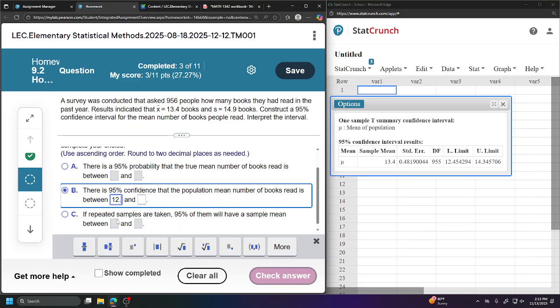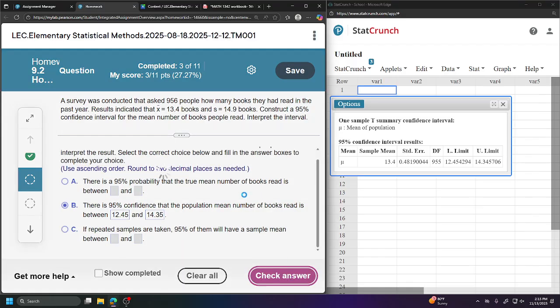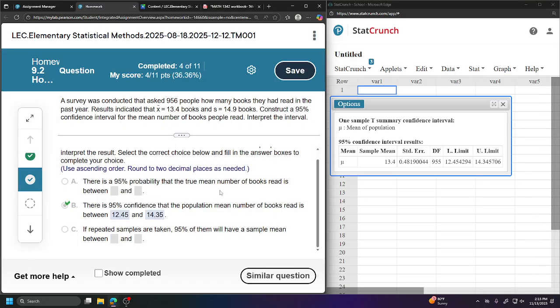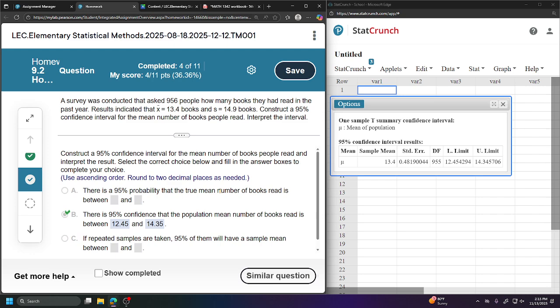And here we go. I got the 12 point, 2 decimals, 45, and the 14.35. Check it, and we're good. That's the whole problem. But now you can see how I'm using the StatCrunch, just like we were doing on the workbook.